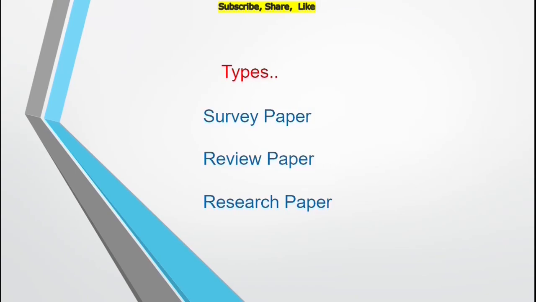Types of academic papers. Before we dive into the details, let's look at the types of academic papers. The three most common types are survey paper, review paper, research paper. Each of these serves a different purpose in the academic world. Let's understand what they mean.